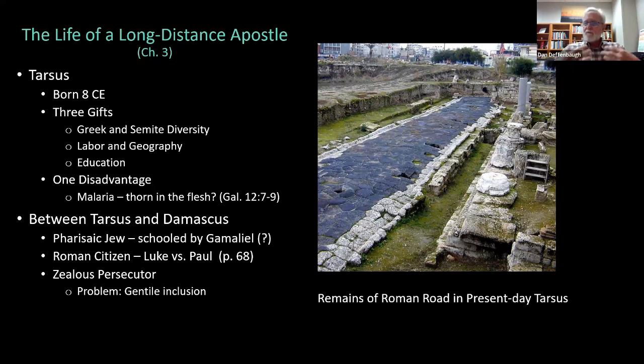And so we know a little bit about what Paul's general life would have been like. What about between Tarsus and Damascus? Getting more specific, Paul was a Pharisaic Jew. And according to Luke, Paul was schooled by a rather progressive Pharisaic rabbi by the name of Gamaliel. And you might remember, if you've read the Acts of the Apostles, when Peter and the apostles are brought before the council because they are proclaiming Jesus as the Messiah, they're in Jerusalem, right?